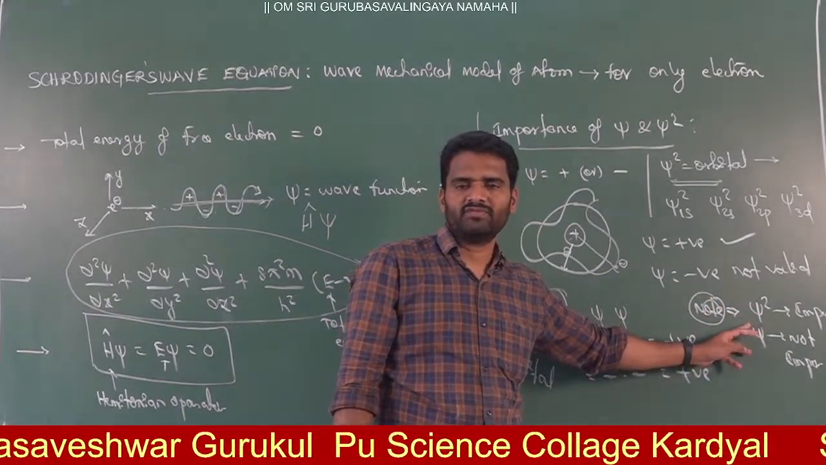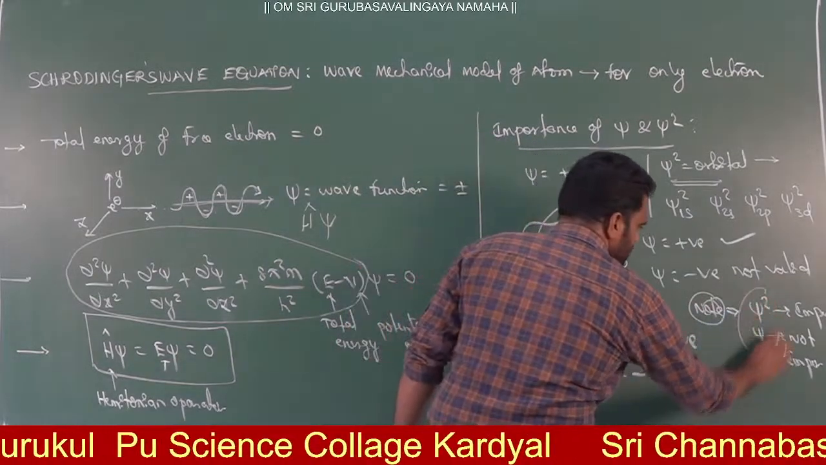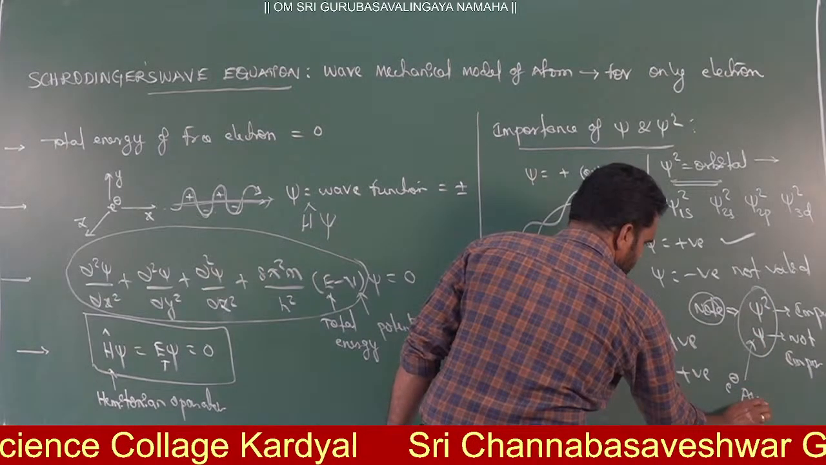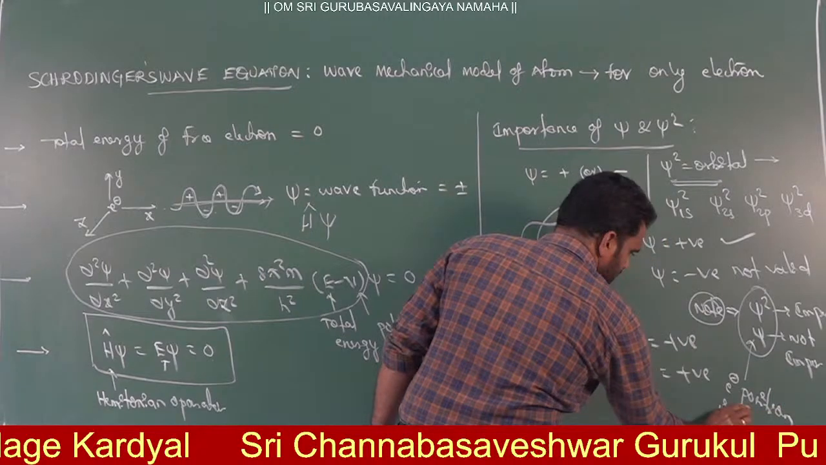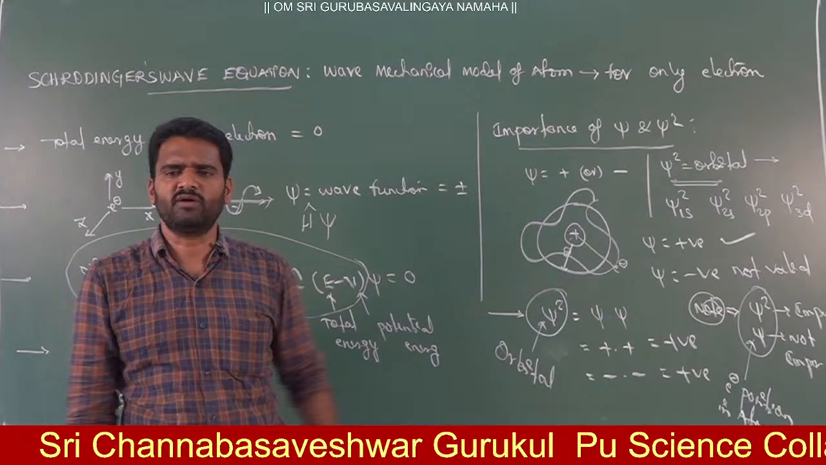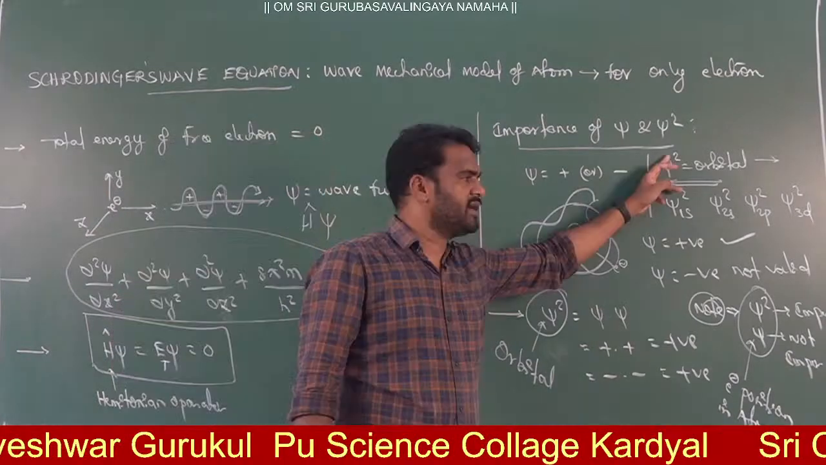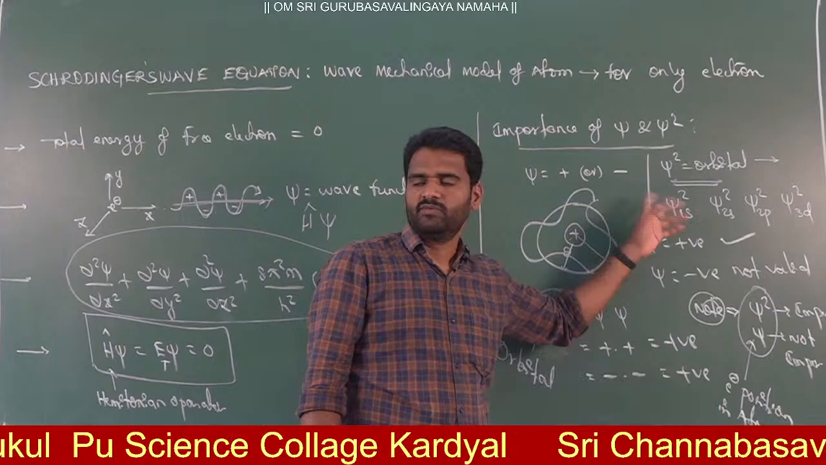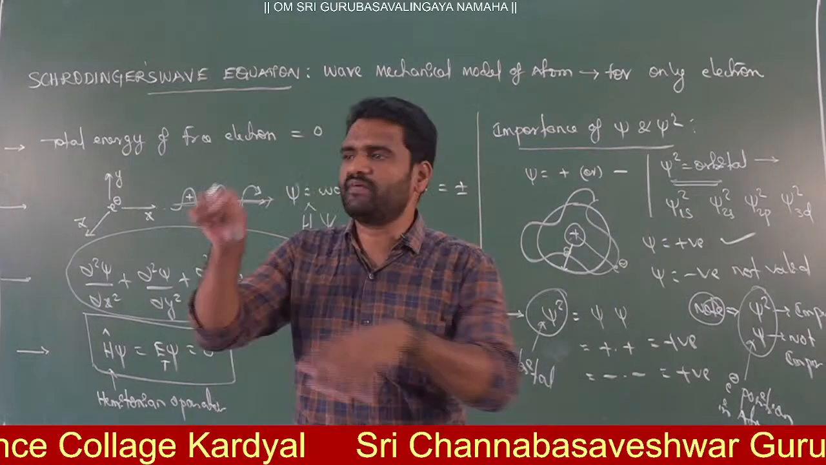For an orbital, it means the electron position with respect to electron position in the atom. This is the simplest conclusion of this Schrodinger wave equation. From the Schrodinger equation, the main intention is that psi square has importance but not psi. This is all you need. What is psi square? The probability of finding an electron. That place where the probability of finding an electron is maximum is said to be an orbital.